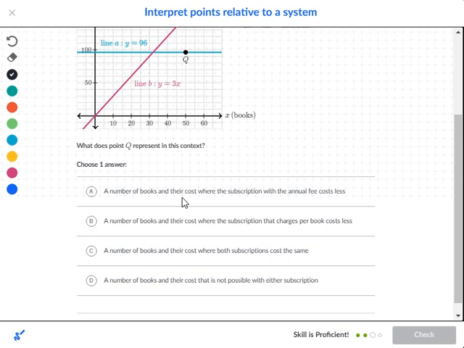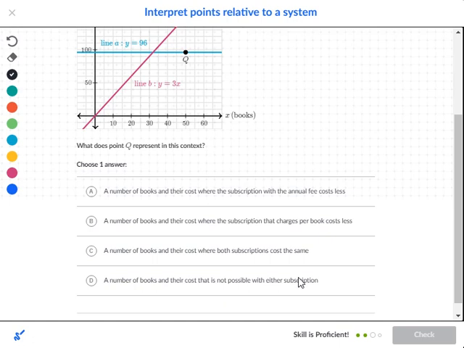The number of books and their cost where the subscription with the annual fee costs less. The number of books and their cost where the subscription that charges per book costs less. The number of books and their cost where both subscriptions cost the same. So right here, if they're both the same, that would actually be the point of intersection. So that one is no good. And then it says the number of books and their cost that's not possible with either subscription. So that's saying that you couldn't reach it.